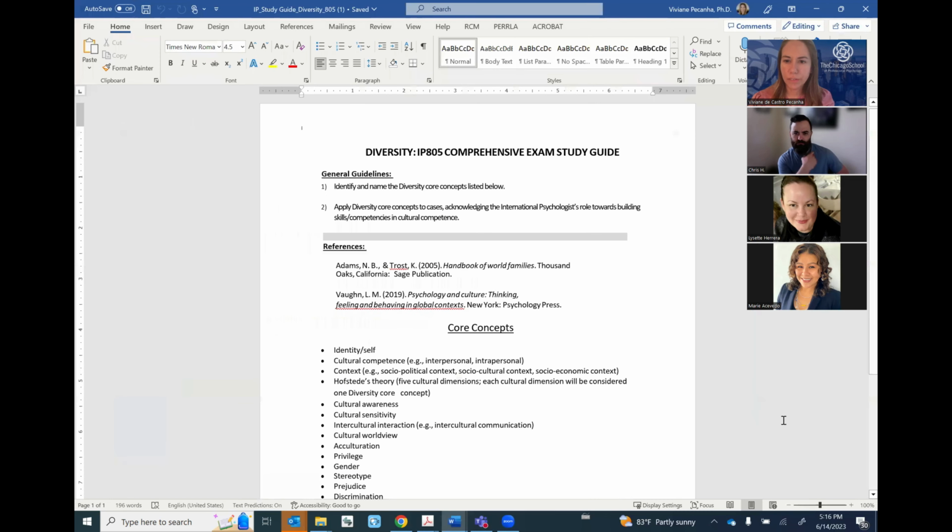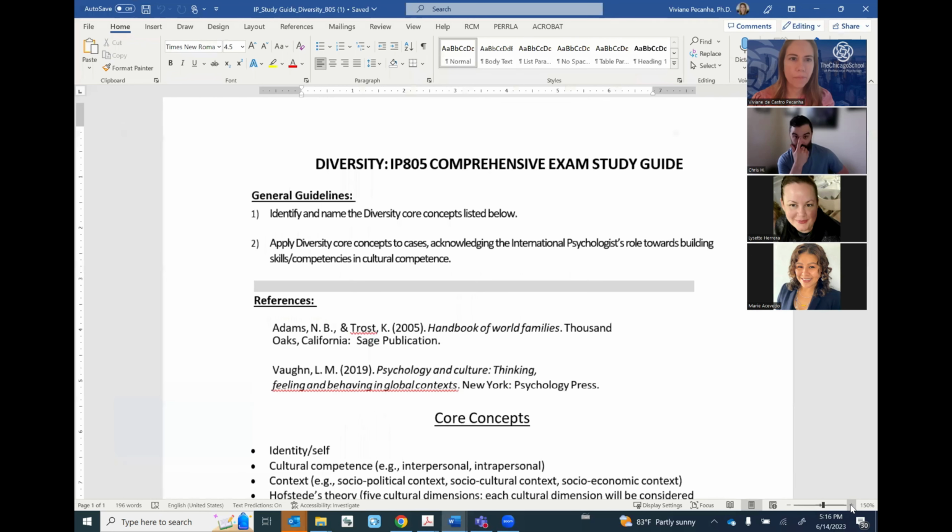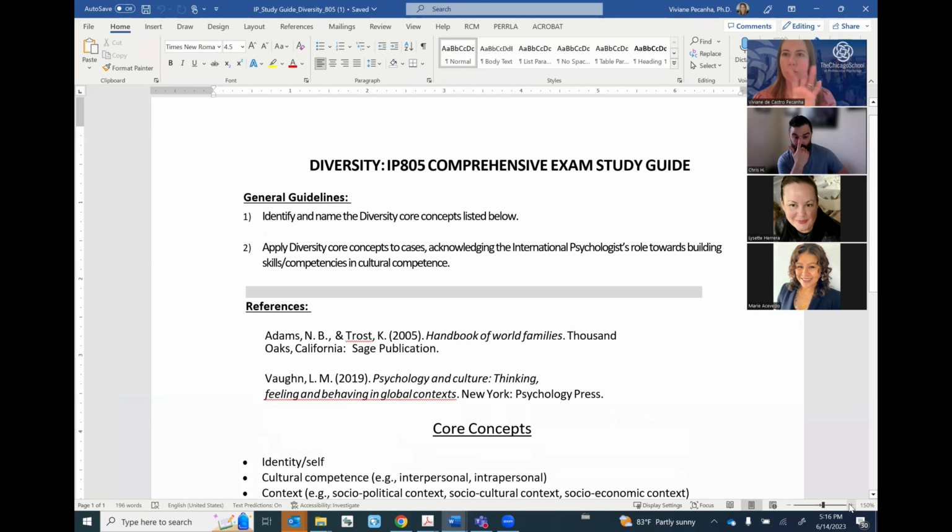And I have a few screens in front of me. Once you download, you're going to have everything that is included here. It is what the faculty uses in order to assess the knowledge that you have related to diversity. The course reference for the diversity comprehensive exams is IP 805.